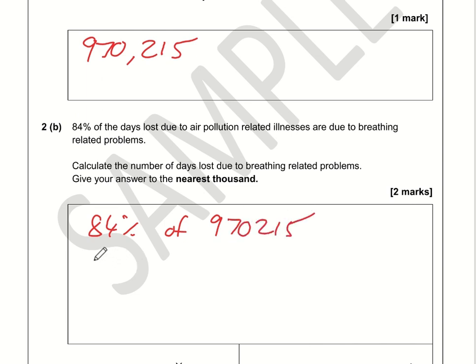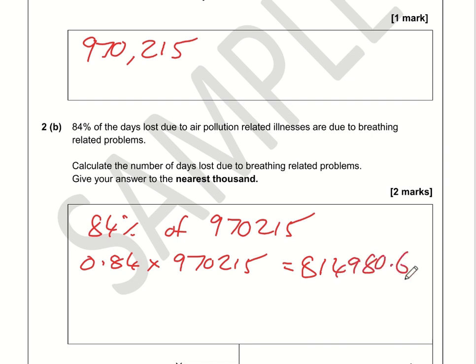So for the next question, we just need to work out 84% of 970,215, and what we need to do is 0.84 times 970,215. 0.84, that is the percentage multiplier for 84%. It's the decimal equivalent of 84%. It is 84 divided by 100, if you're wondering where that came from. And 0.84 times 970,215 is 814,980.6.